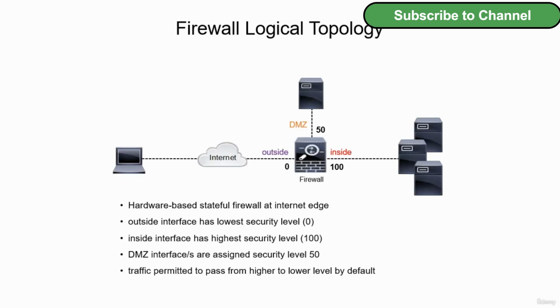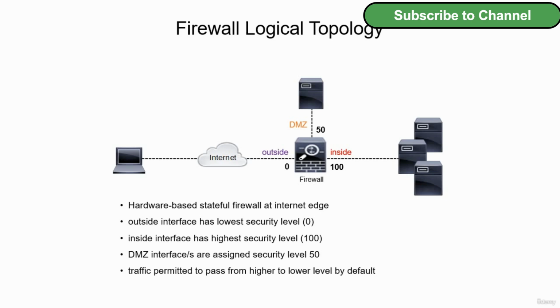The firewall logical topology looks like this. A firewall is typically a DMZ device, so it has multiple interfaces with different security levels. You've got an inside interface, and an outside interface to the internet. You also have what's called a DMZ, which is a little of both as far as security level goes. The outside is zero, meaning nothing is allowed unless you permit it. That's called a zero trust model. You have to explicitly permit something or it won't be permitted.